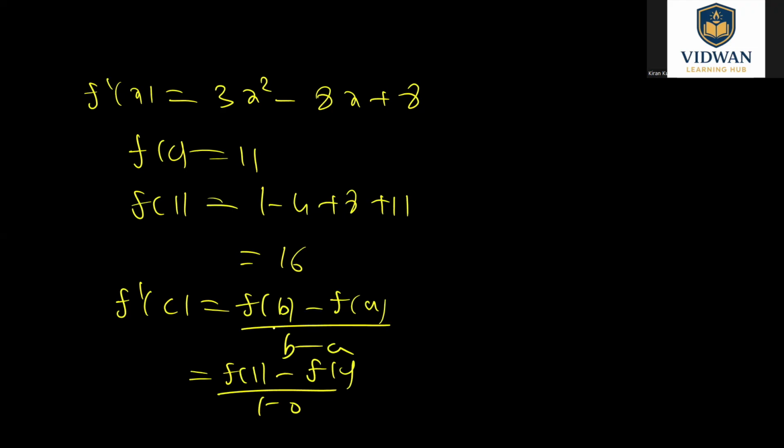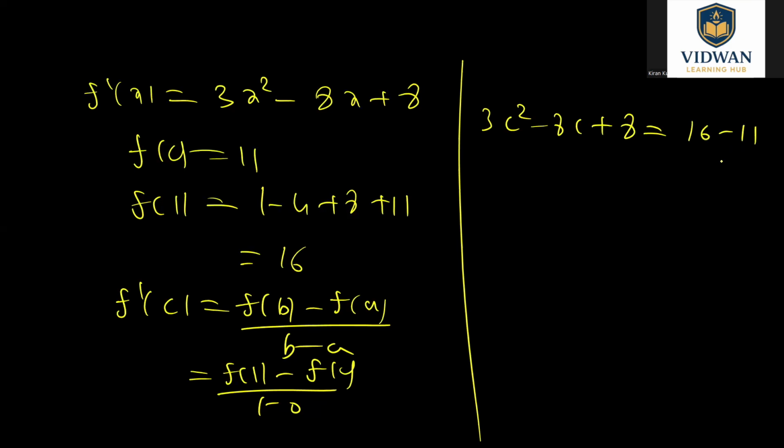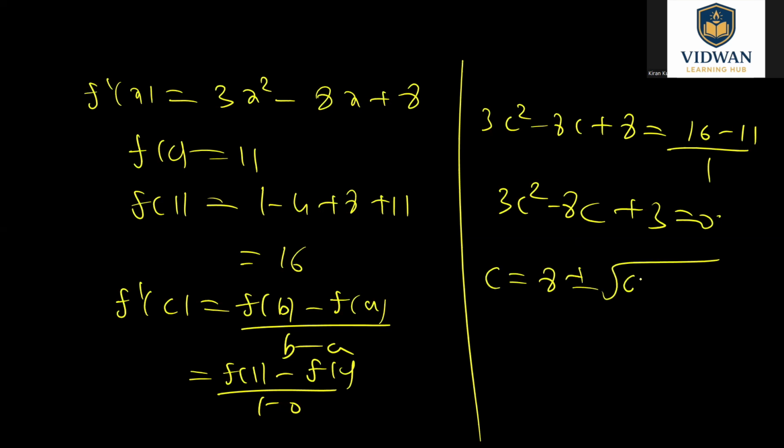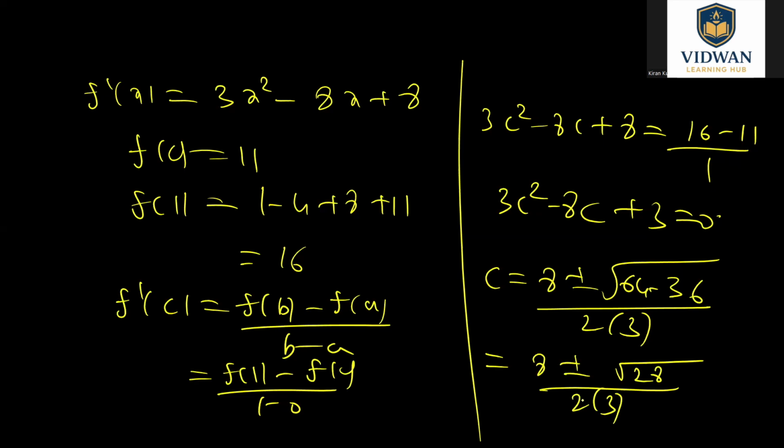That is, what does f dash of C mean? Put x as C here and write 3c square minus 8c plus 8 equal to f of 1 minus f of 0, which is nothing but 16 minus 11 by 1 minus 0. That is 5. So 3c square minus 8c plus 8 is equal to 5, so 3c square minus 8c plus 3 equal to 0. Solve this to find C. Minus b plus or minus root of b square minus 4ac by 2a. So use this. Then 8 plus or minus root of 64 minus 36, 28, by 2 into 3. Here you can just cancel with 2 and write the answer. This is 4 plus or minus root 28, which is 2 root 7. So root 7 would remain, by 3.